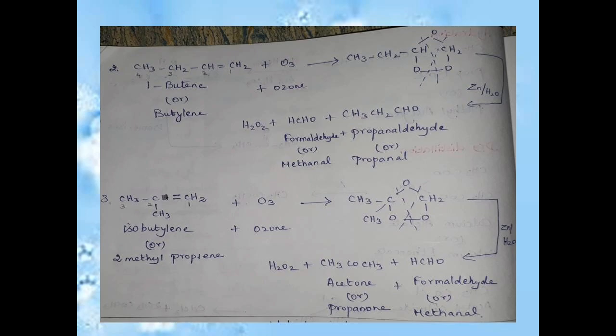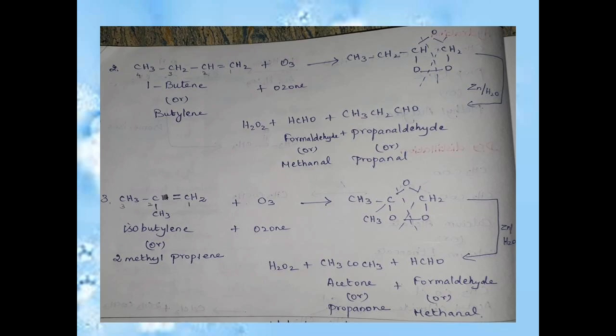Afterward, when zinc and water are added, that ozonide compound gets cleaved. The cleavage is marked here. One of the oxygens is added with the water, we get hydrogen peroxide, and the remaining things we are going to write, we get CH3CH2CHO. The name of that compound is propanaldehyde, and another one is HCHO, that is called formaldehyde.